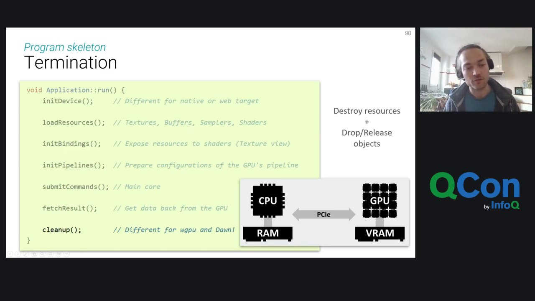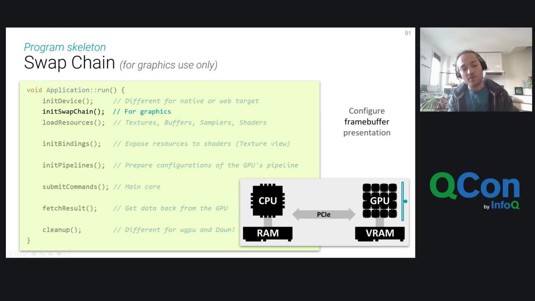And at the end, of course, you clean up, which is still a problem now because there is a key difference between WGPU and Dawn implementations when it comes to cleaning up resources. And optionally, if you're doing graphics things, there is also the swap chain to set up, which will tell how the GPU basically communicates with the screen by presenting the frame buffer.